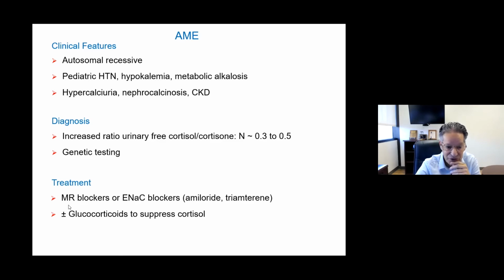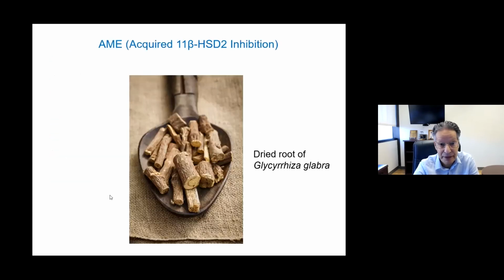The treatment is with mineralocorticoid receptor blockers, or ENaC blockers, such as amiloride or triamterene. We'll talk about ENaC a little bit later. And some clinicians give glucocorticoids to suppress ACTH, which will then suppress cortisol. But in general, the glucocorticoids are not needed.